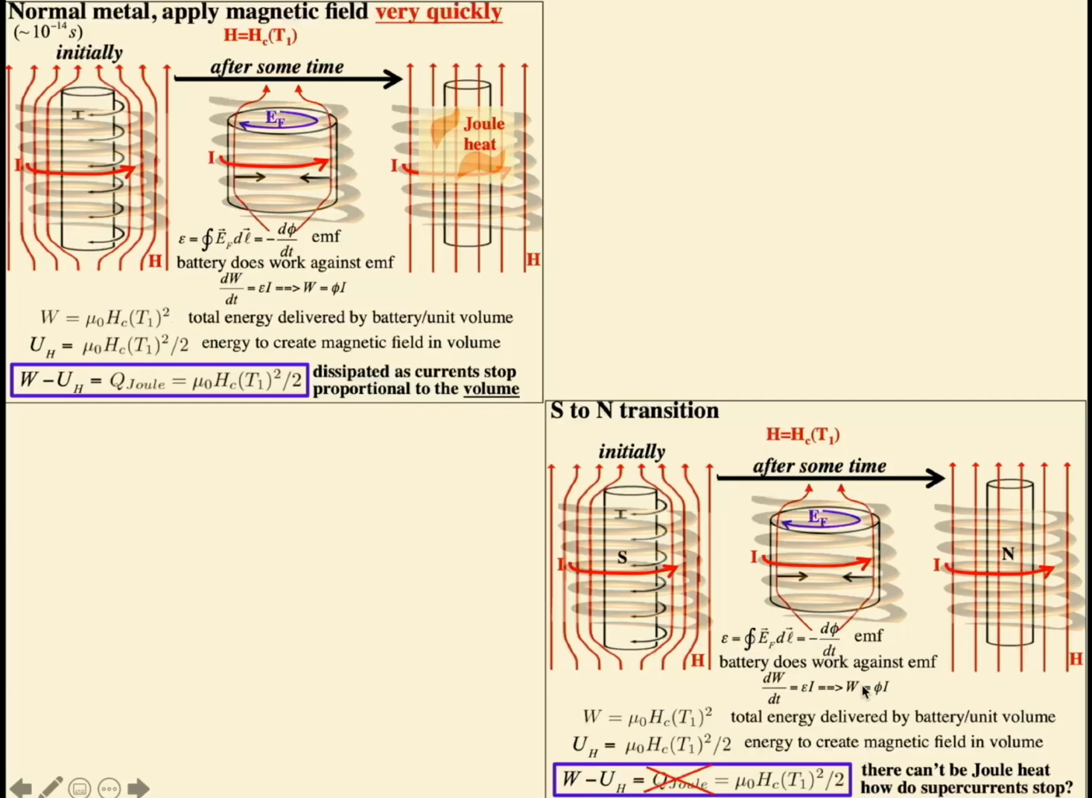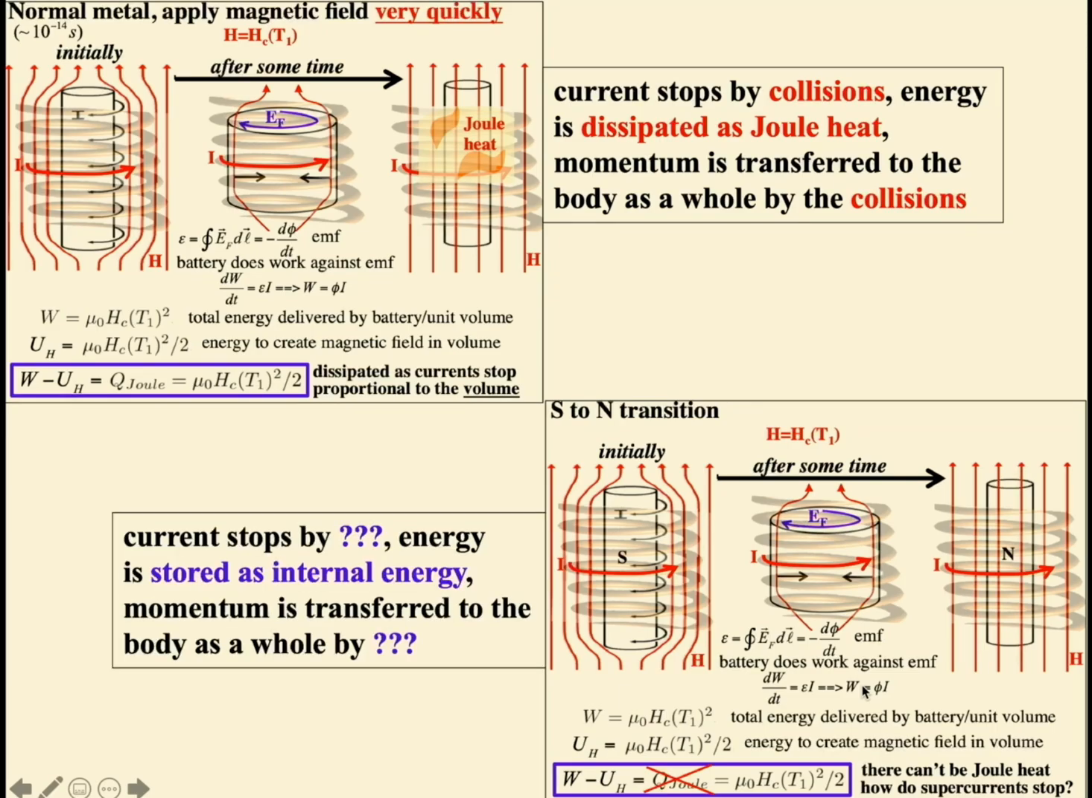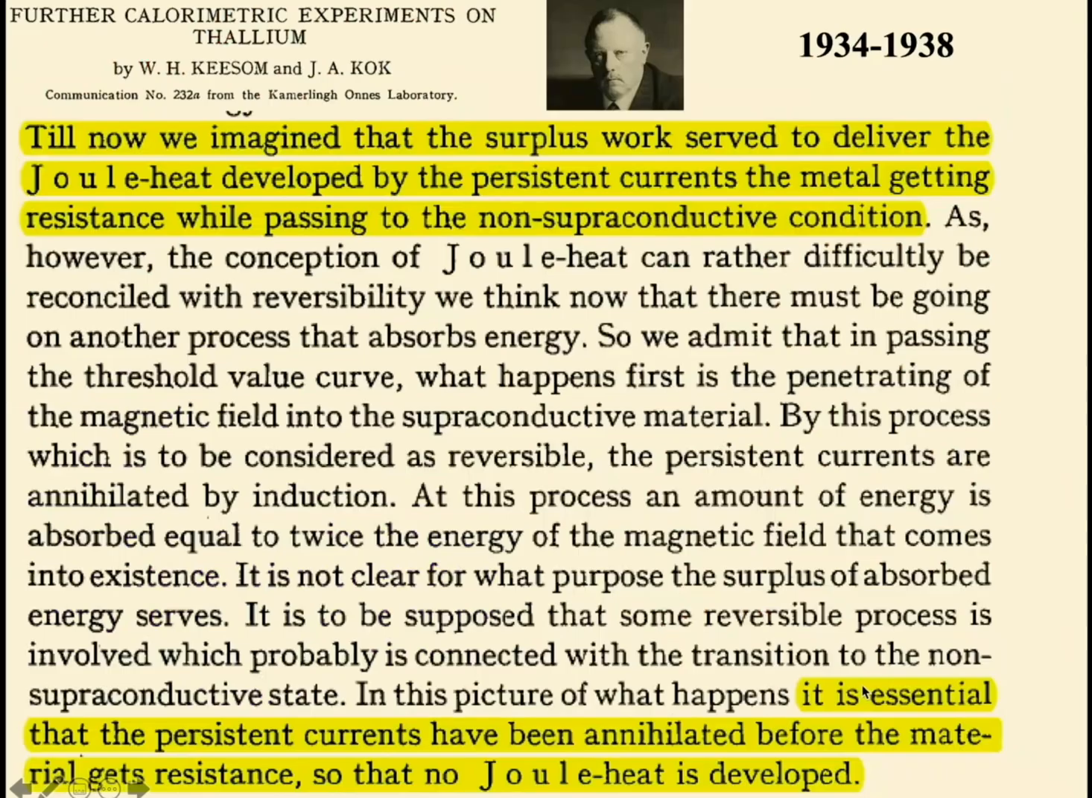So I just described to you two scenarios, one with a normal metal where I apply the field very, very fast to get to the same initial state as a superconductor. And I told you that there we have this Joule heat, and there we understand everything. We understand the energy conservation, and the momentum is transferred to the body as a whole, and the body picks it up by scattering and starts to rotate. But in this case, we cannot have any dissipation. So how does a supercurrent stop, and how is the momentum transferred to the body? That's what we need to explain, and everybody that claims to understand superconductivity needs to explain.